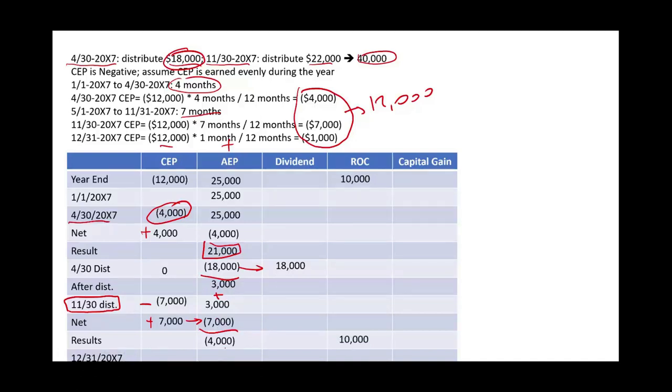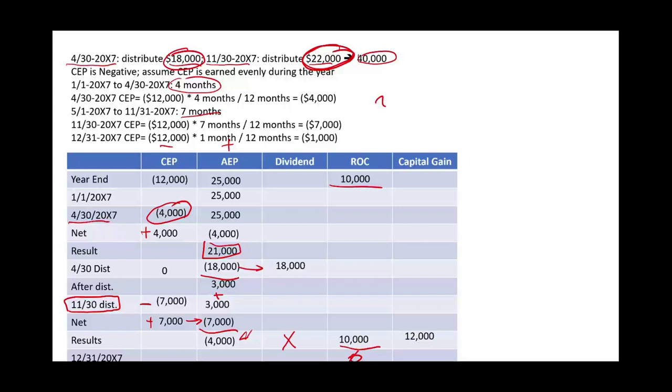AEP is negative 4,000. Now we made a distribution of 22,000. Well, of the distribution, how much of it is dividend? Nada. We don't have any dividend because we don't have any AEP. AEP is negative. So 10,000 of it is ROC, return of capital. Now the basis is zero. And guess what? What do we have to do with the remaining 12,000? The remaining 12,000 is capital gain.